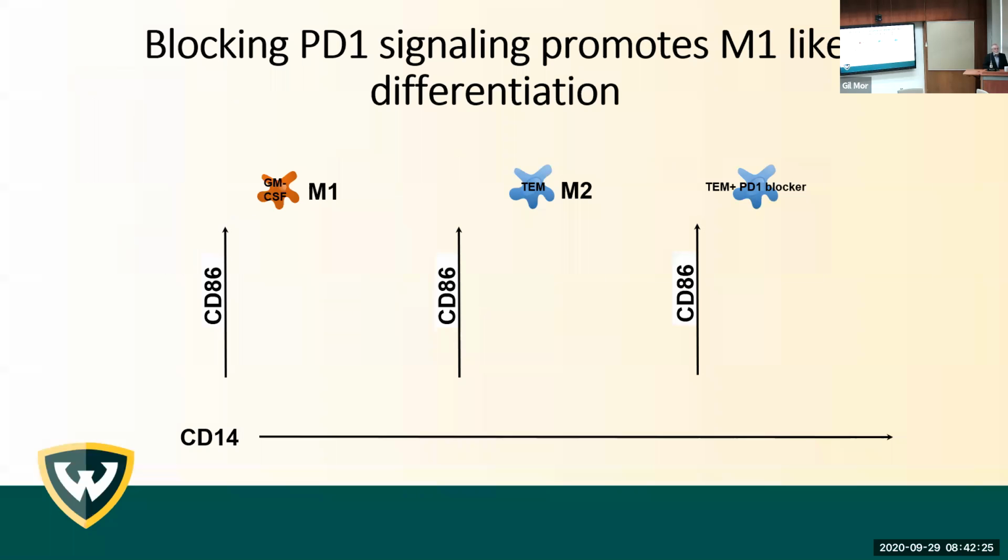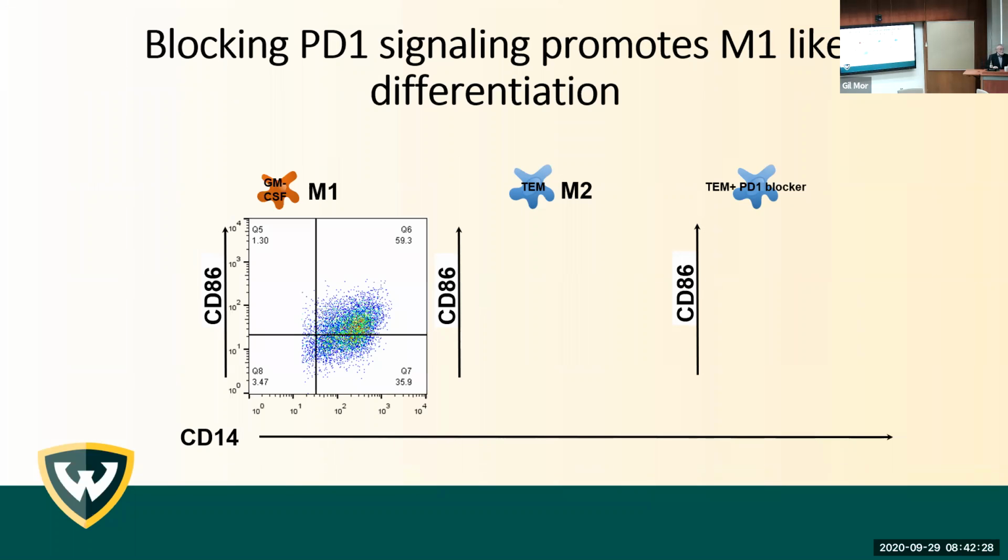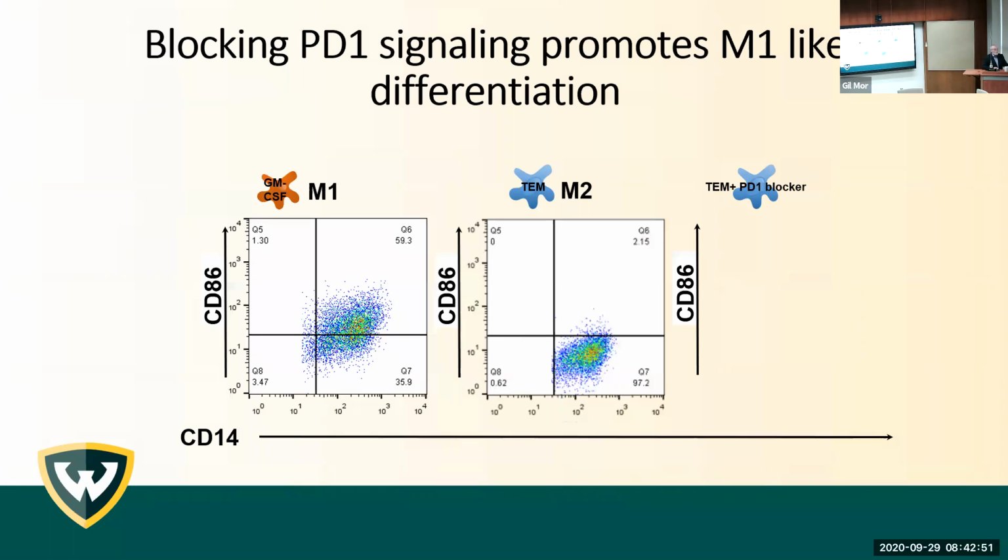So again, we use the same markers that I mentioned to you. So let's go one by one. When we take GM-CSF differentiated macrophages, we see that they are CD86 positive. Again, that confirms that they became M1 macrophages. When we take now the trophoblast educated macrophages, we see that they are CD86 negative. Again, showing that it induced the differentiation into an M2 macrophage.